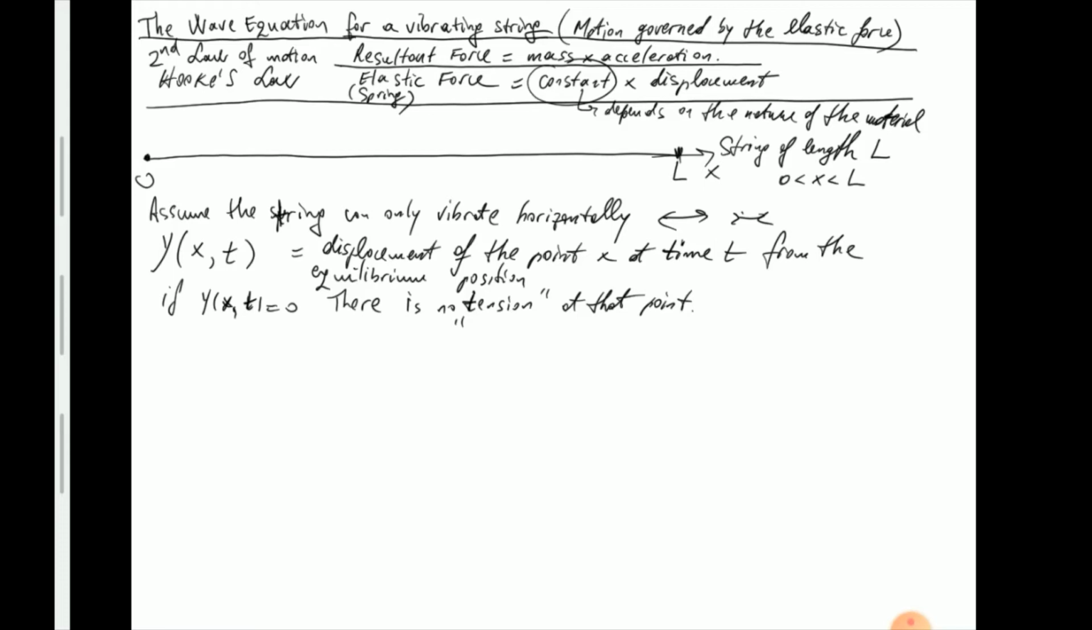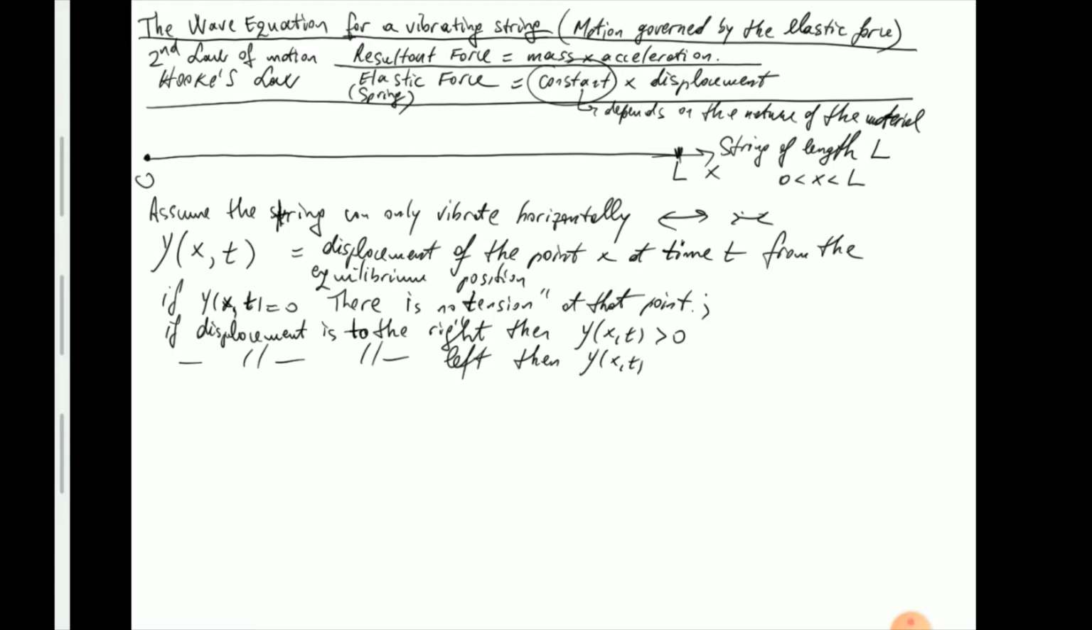And also by convention, very important so you can understand what comes later, if displacement is to the right, then we're going to assign by convention the positive sign to the displacement. So positive displacement means that it is to the right. And if displacement is to the left, then the value of that displacement is less than 0.